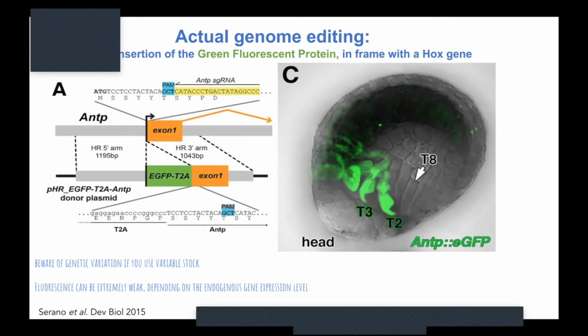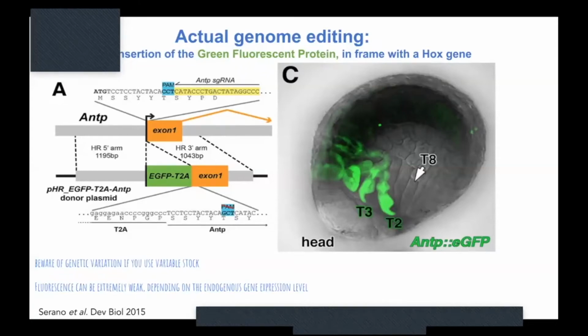So what you have in this schematic, on top here, is the endogenous locus. You have the regular Antennapedia gene with its start codon ATG over here, and you have the first exon, and then you have an intron, and you're supposed to have splicing of exon 1, more on the right of the screen. And I co-injected my Cas9 and guide RNA over here, right at the start codon or almost, with a plasmid that is a donor template.